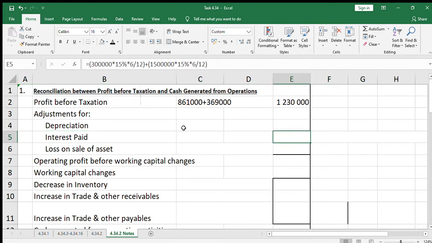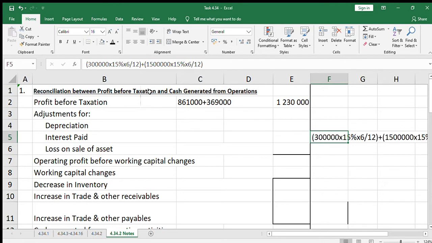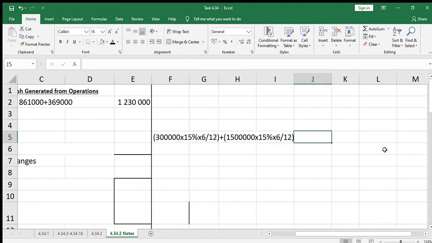So if you look at your balance sheet, the loan amount was 300,000, and then it increased to 1.5 million. It says that the new loan was obtained halfway through the year. So to calculate the interest, we'll take 300,000 times 15% for 6 months, and then 1.5 million times 15% for 6 months. Just add up the two answers, and that will give you interest paid of 135,000 rand.